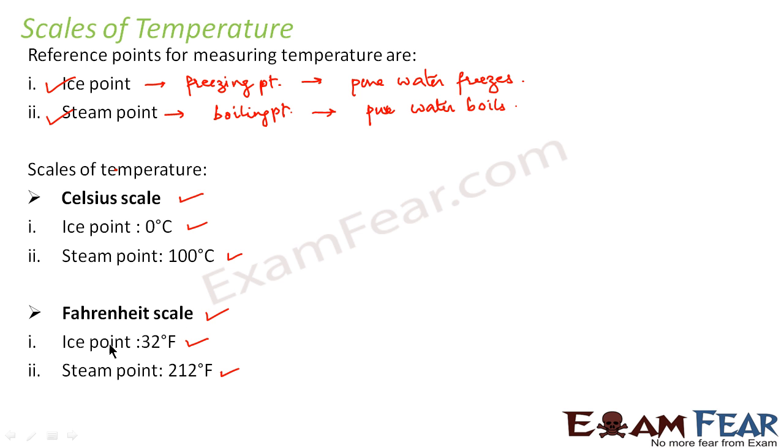Similarly, the Fahrenheit scale is divided into 180 equal intervals, right? So in the Celsius scale, we have 100 equal intervals, whereas in case of Fahrenheit scale, we have 180 equal intervals. Right? So we can have a comparison between the Celsius scale and the Fahrenheit scale.